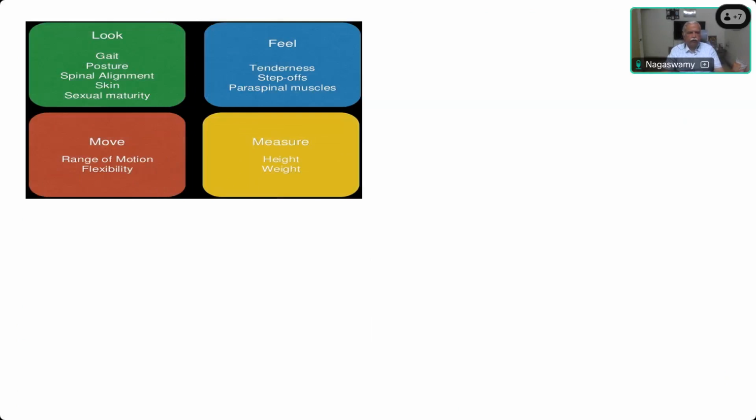Look for the gait, posture, and spinal alignment, and skin and sexual maturity. Feel for any tenderness or step-offs and the stiffness in the paraspinal muscles. Move the patient to see the range of movement and flexibility, and measure the height and weight of the patient.